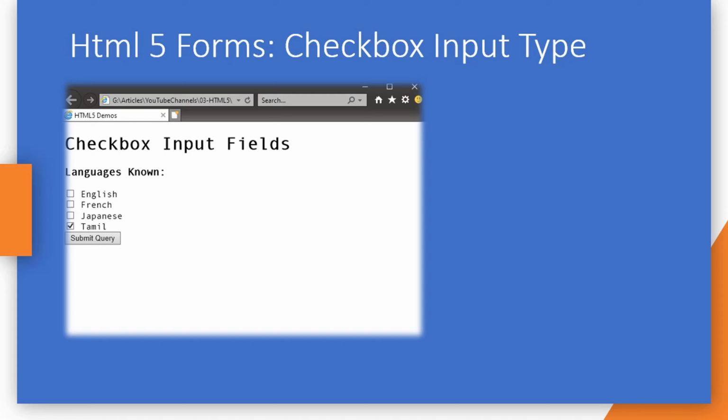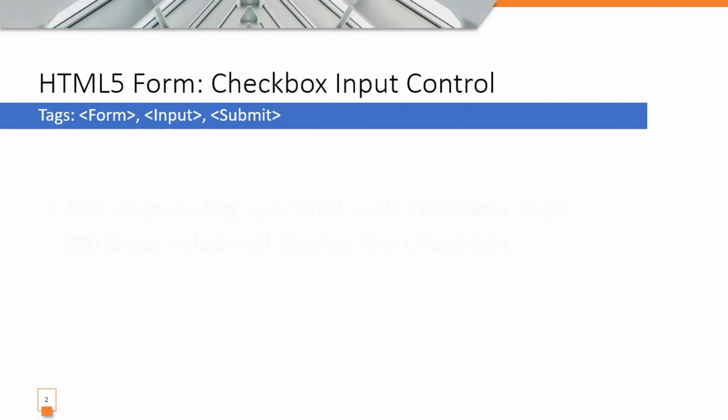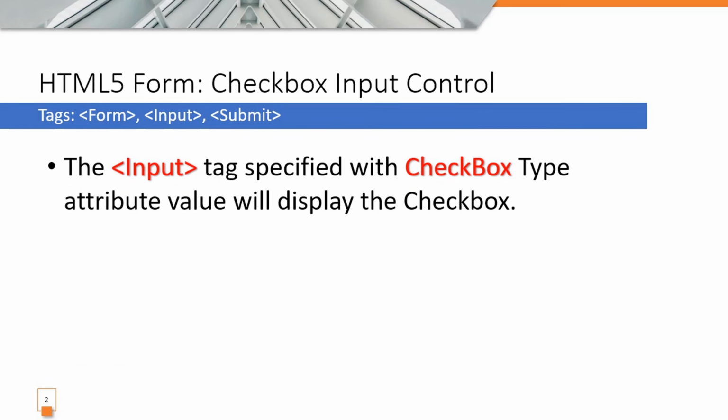Hello friends, in this video we are going to look at checkbox input type. The input tag specified with the checkbox type attribute value will display the checkbox. So previously we looked at input tag with text box, hidden field, password field. Right now we can set the type attribute to checkbox and it will display a checkbox. That means the input tag of HTML5 can display a checkbox.